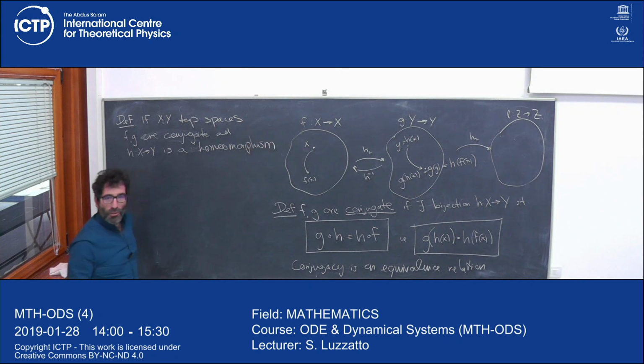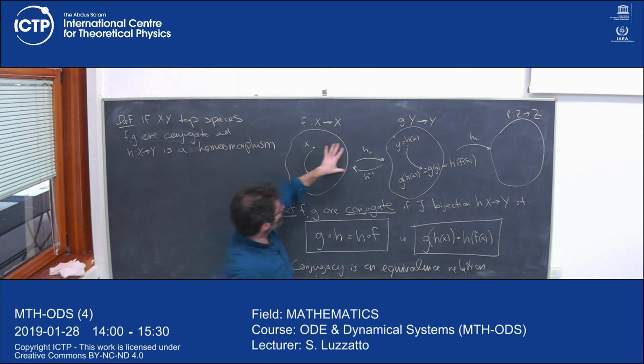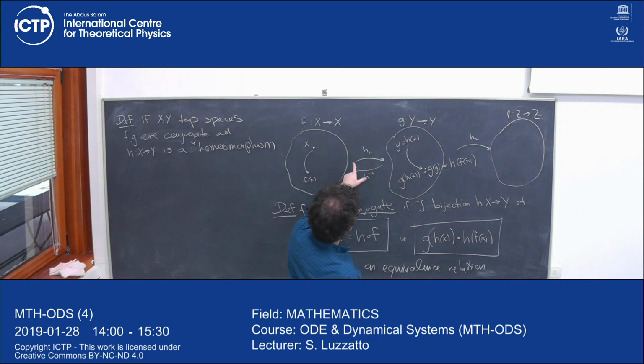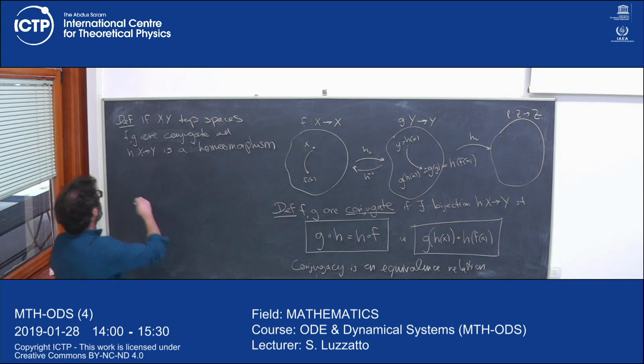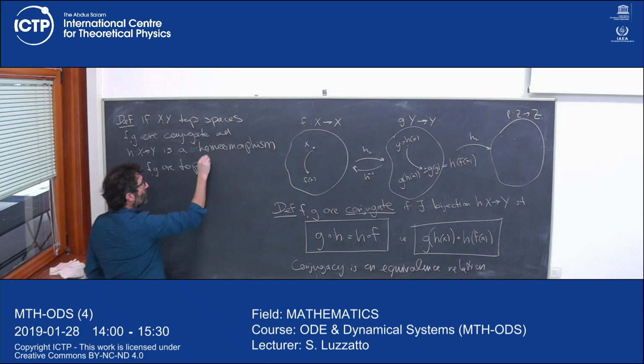remember what a homeomorphism is between two topological spaces? It is a bijection which is continuous and the inverse is continuous. It's an invertible map that's continuous. So if these two are topological spaces, and H is a homeomorphism between these spaces, then we say that F and G are topologically conjugate.